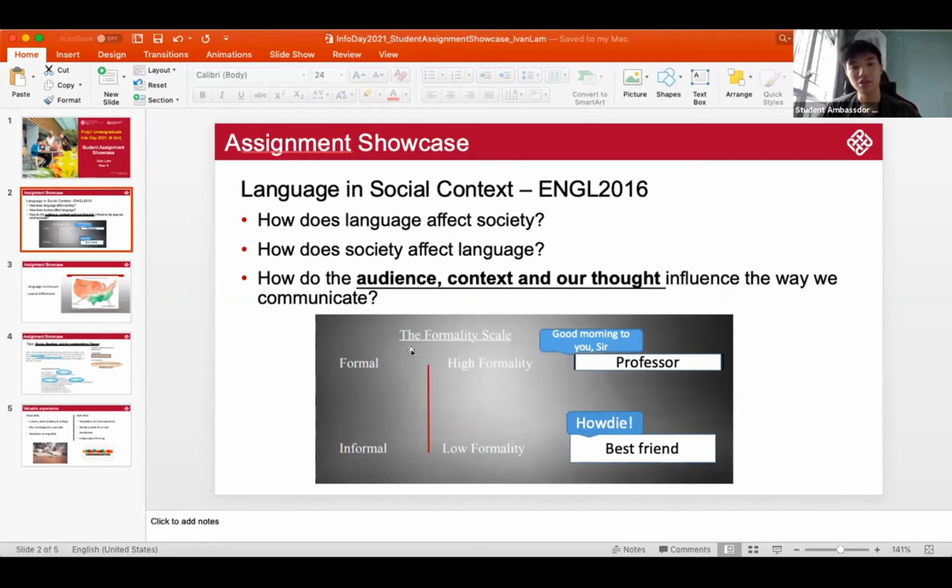For example, this picture shows one of the concepts, the formality scale. In informal situations, when you're talking with your friends or your family, you have low formality. For example, to your best friend, you'll say howdy, or just hello, or how's it going? But in more formal situations, or when you're talking to upper-level people like your professor, you would tend to speak more politely, for example, good morning to you, sir. But you would not say this to your best friend, right? This is happening in our daily life, but you may not have even noticed this.